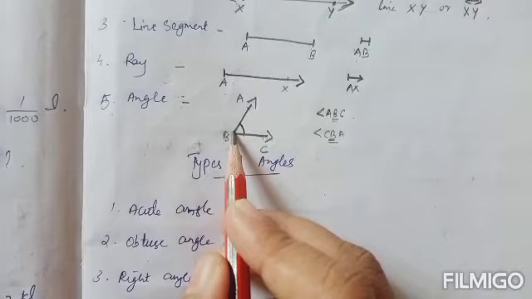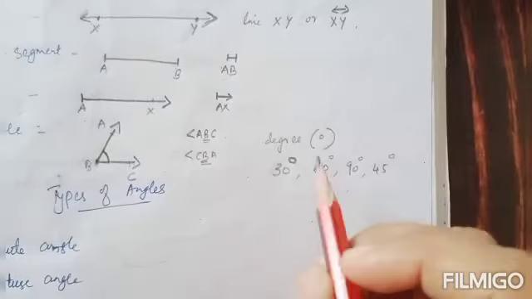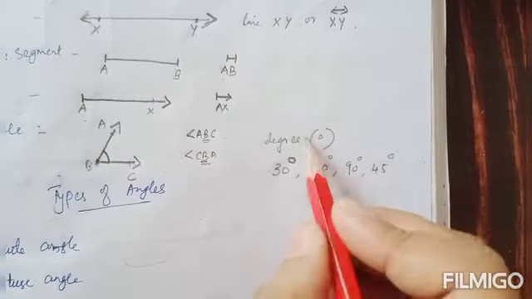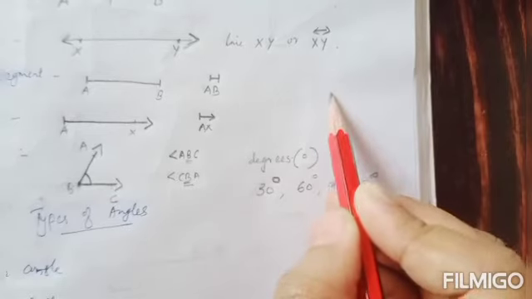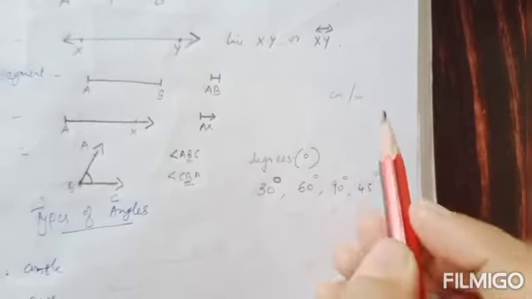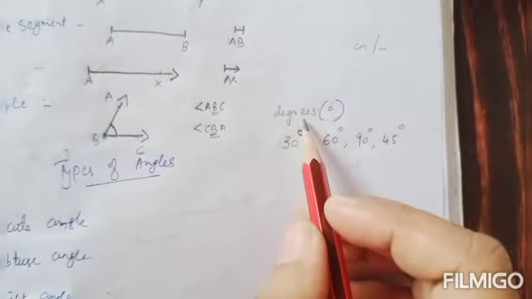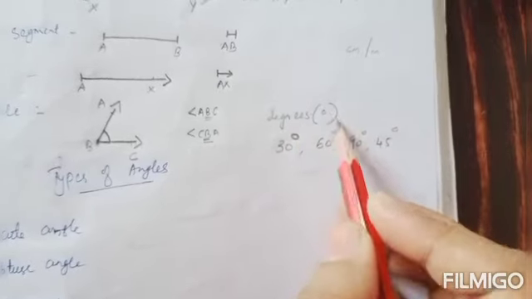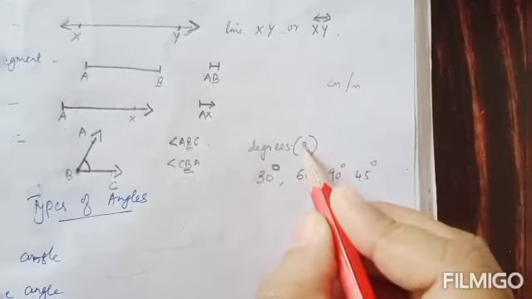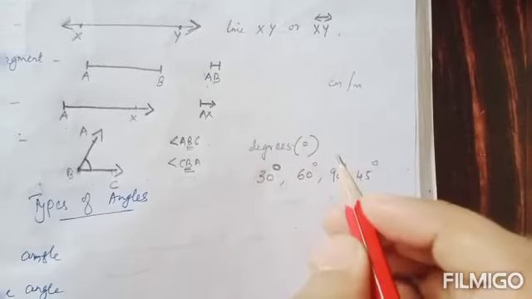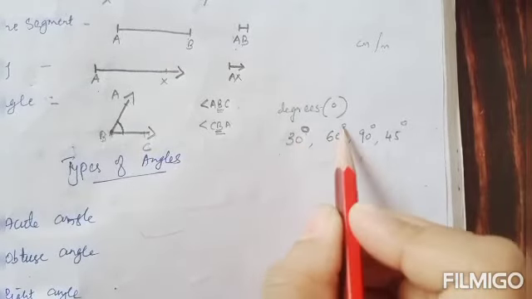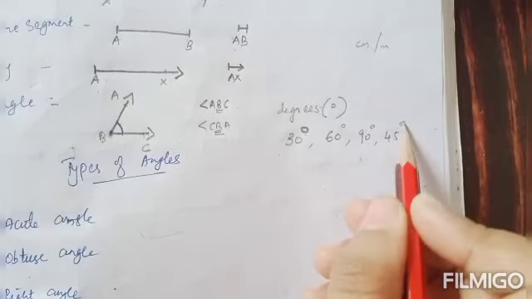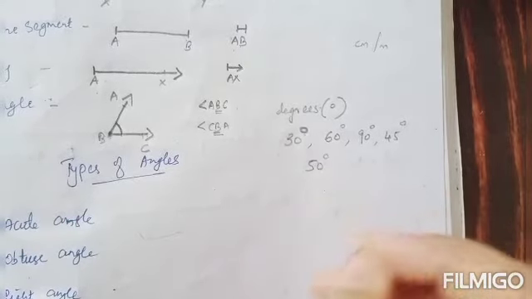Now, angles are measured in degrees. We measure length by using centimeter or meter or kilometer. Similarly, angles are measured in degrees, and this is the symbol for representing degree. For example, let us take 30 degree, we will write it as 30 degree. This is 60 degree, 90 degree, 45 degree, 50 degree, etc.